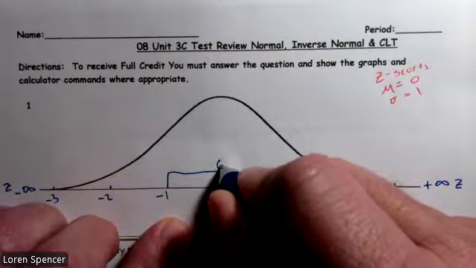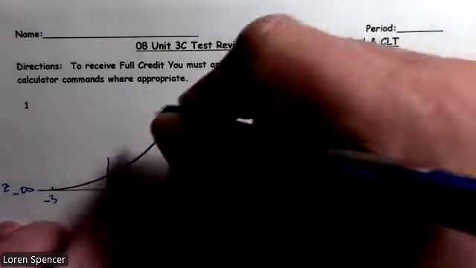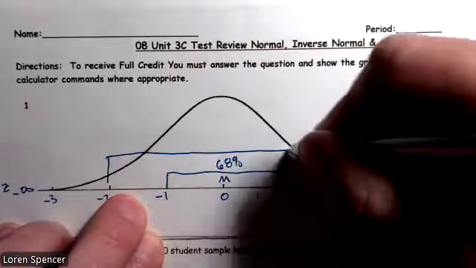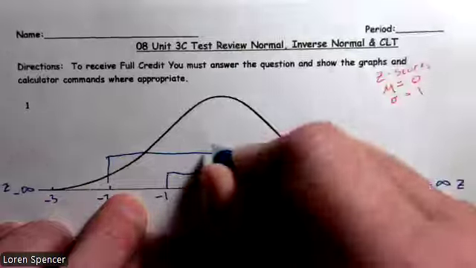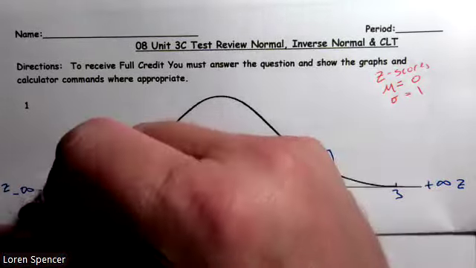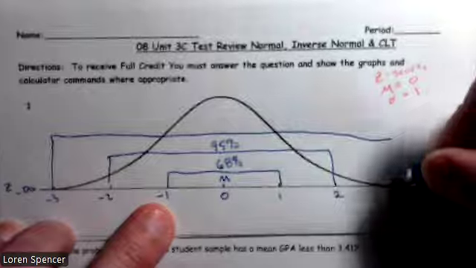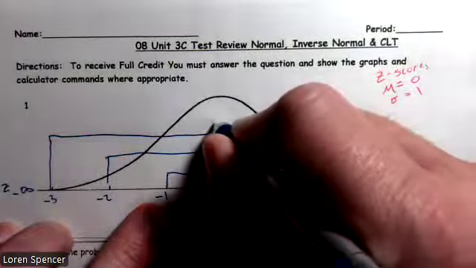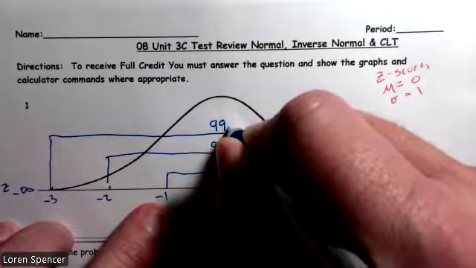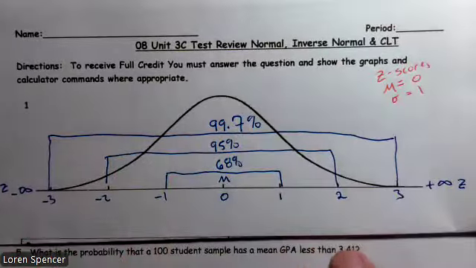And this is 68%, plus or minus 1 standard deviation. Plus or minus 2, which I'm sure we know very well by now, is 95%. And then plus or minus 3 is 99.7%. All right, so there we go.